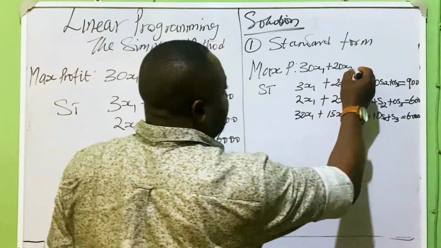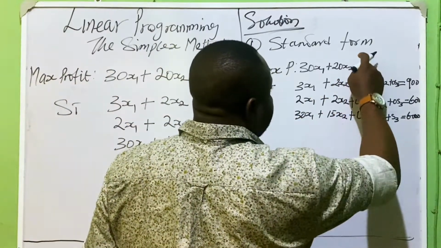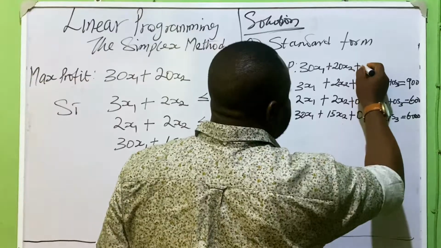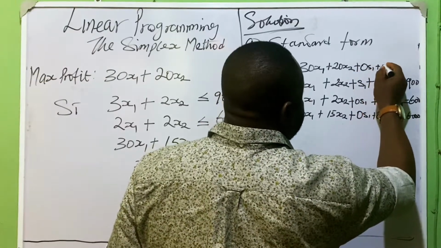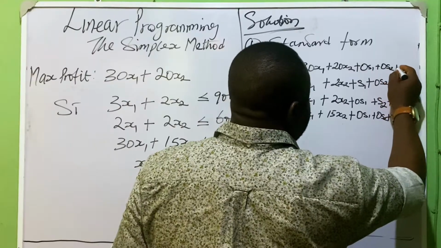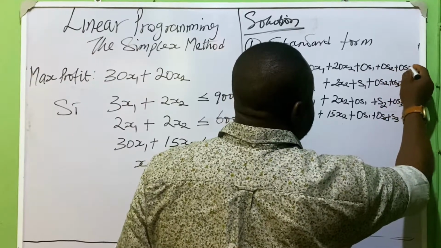So if we bring in s1 to the objective function, we have plus 0s1 plus 0s2 plus 0s3.